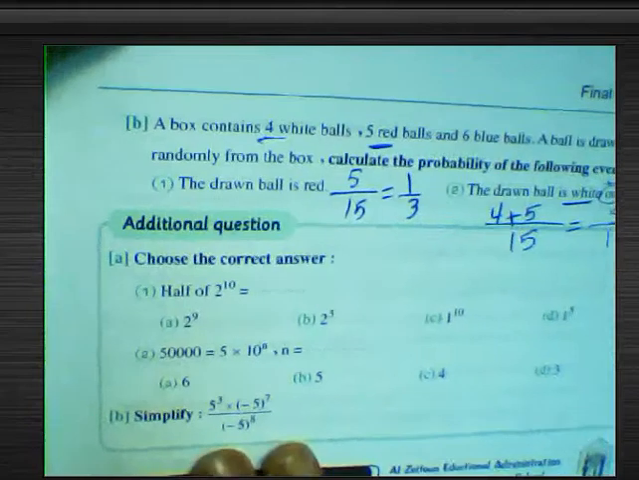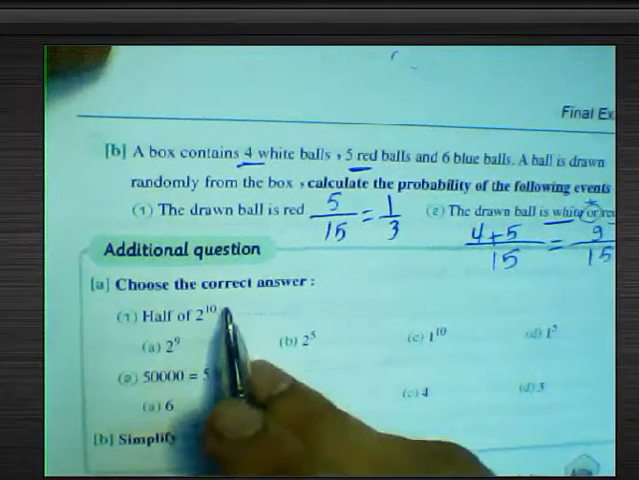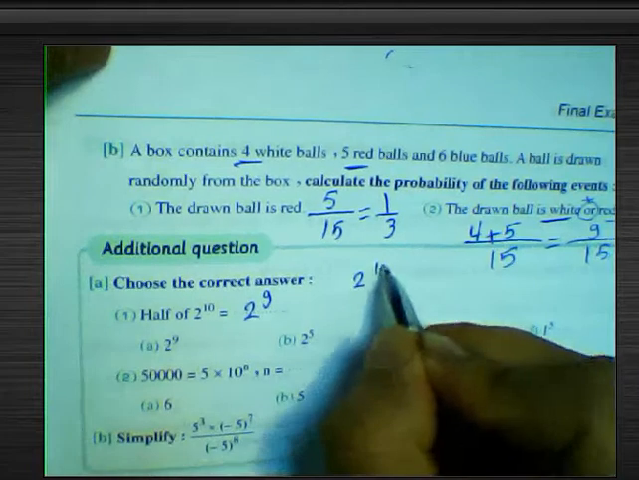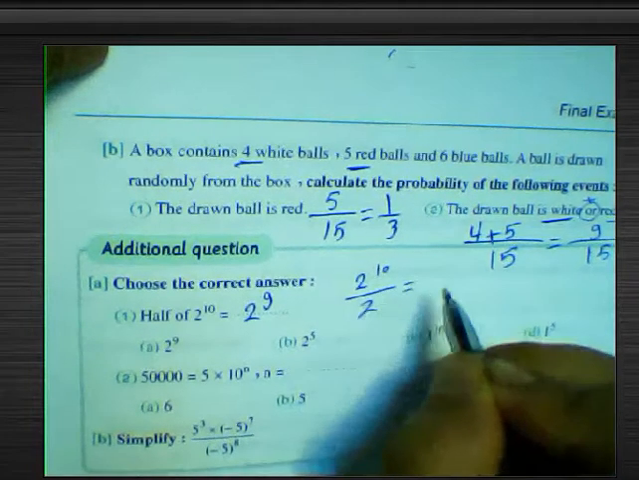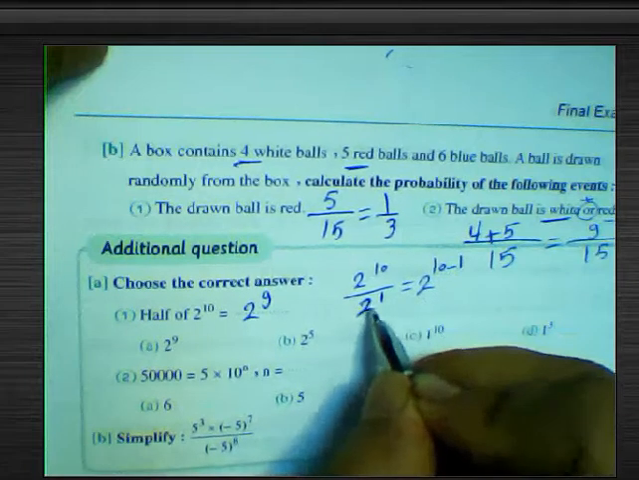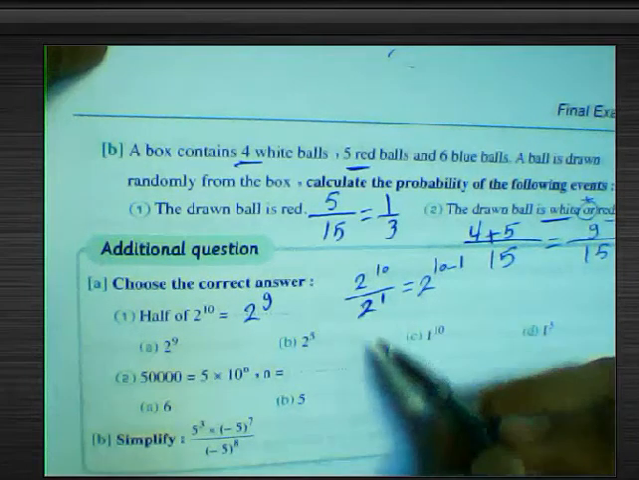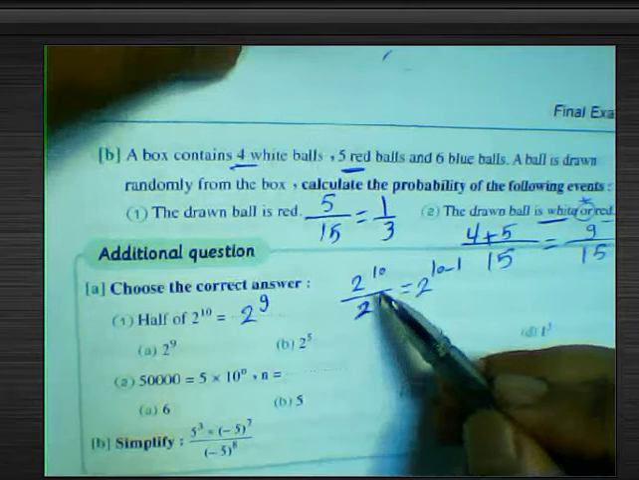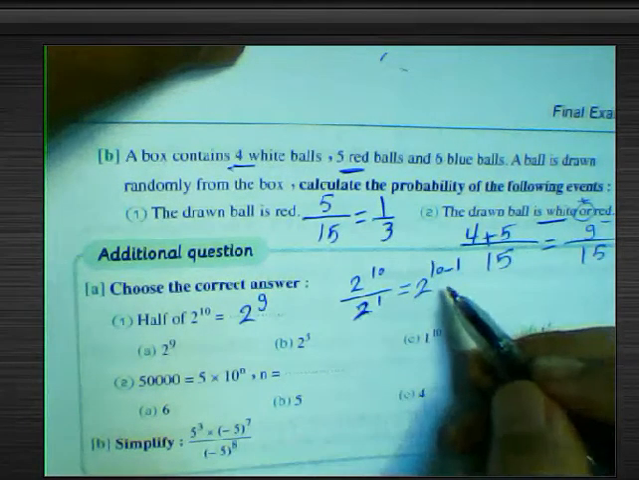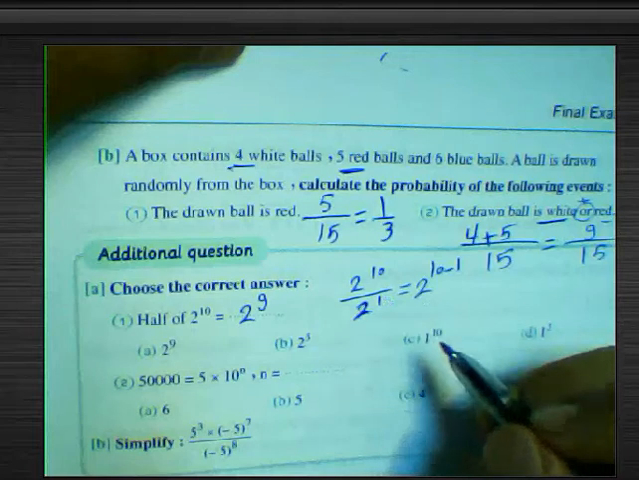Choose the correct answer. Half of 2 power 10 will be 2 power 9, because 2 power 10 divided by 2 equals 2 power 10 subtract 1, because 2 in the denominator is power 1. And if we want to find the result when numerator and denominator have a similar base, we must find the difference of the exponents. So the result will be 2 power 9.